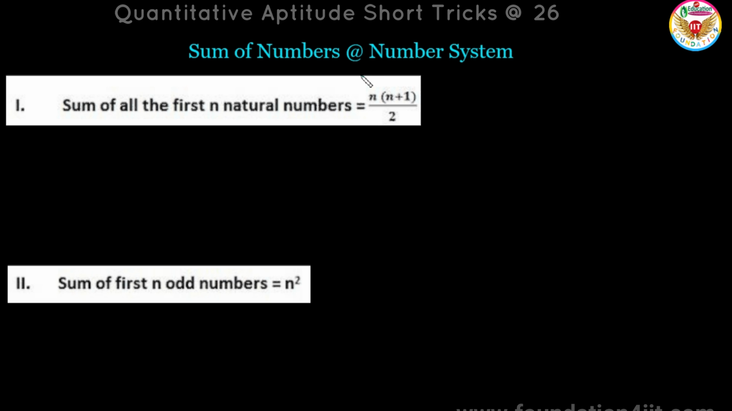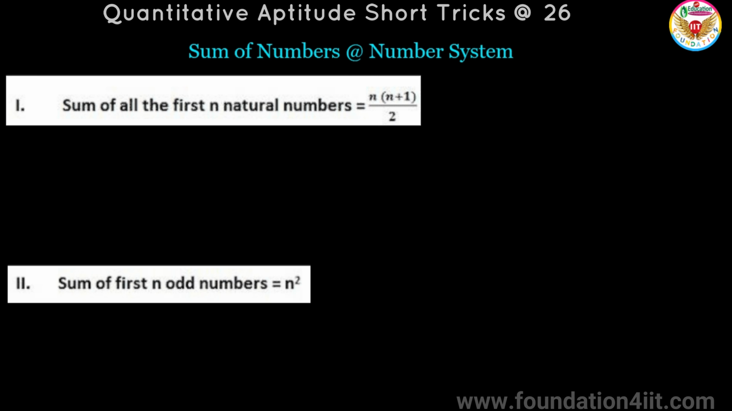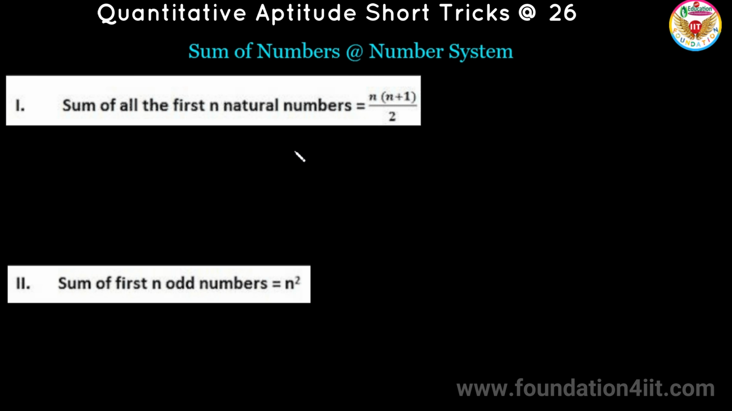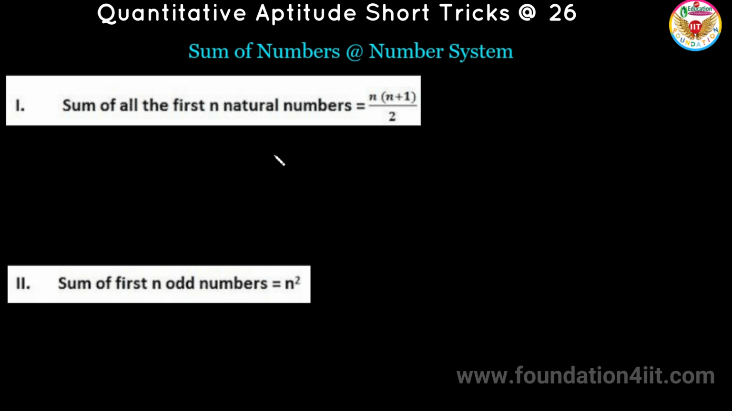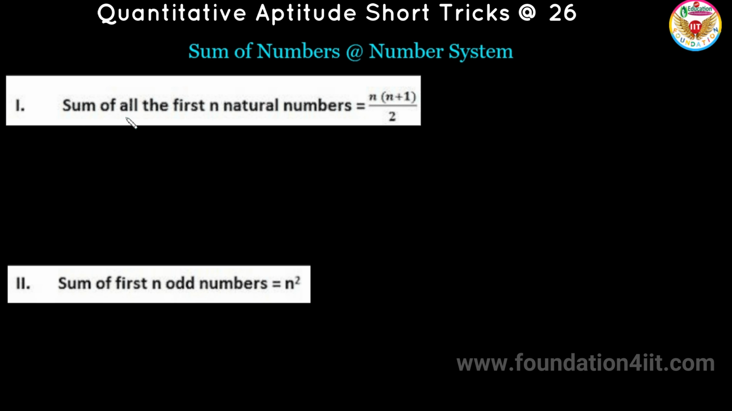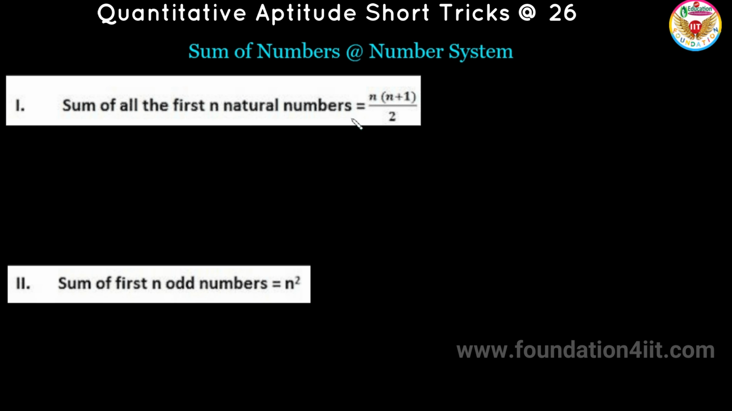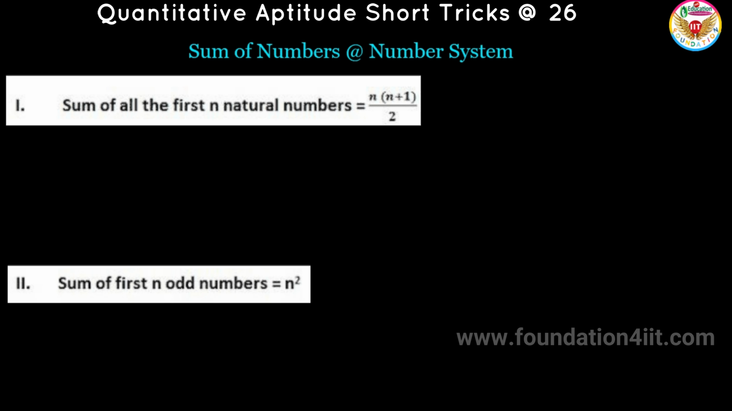Some of the numbers in number system concept, I will show some formulas. Based on that, I'll explain some examples and I'll show the short trick also. First one, sum of all the first natural numbers. The formula is n into n plus 1 divided by 2.